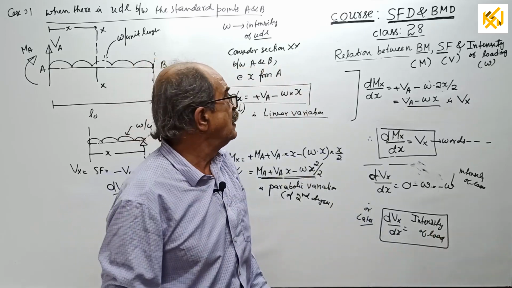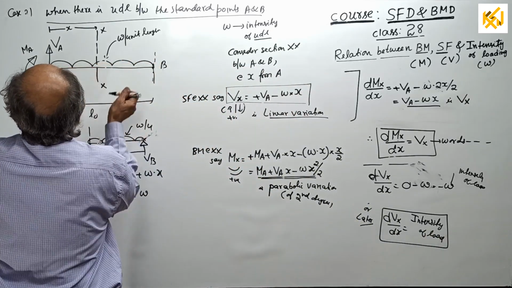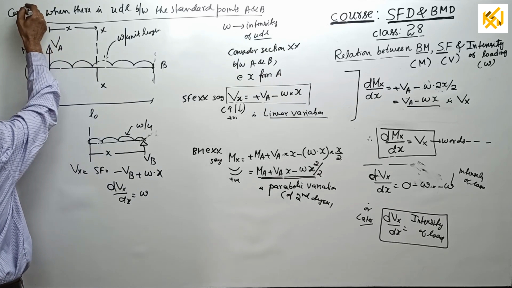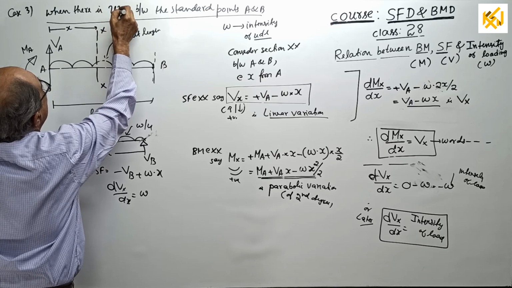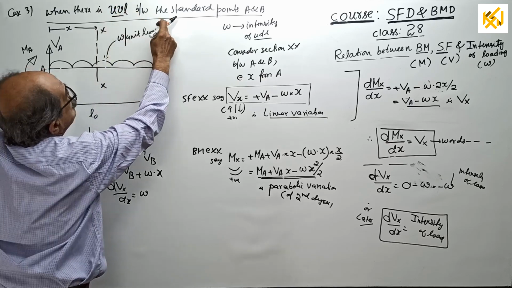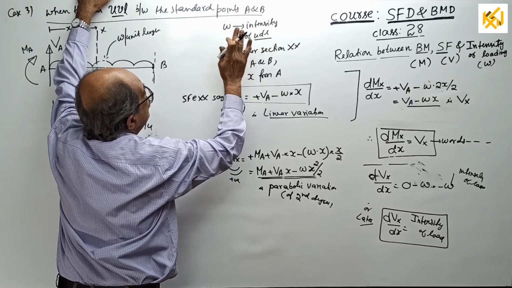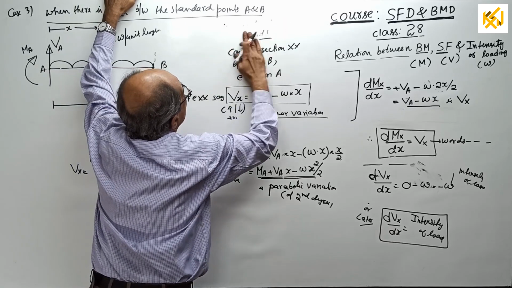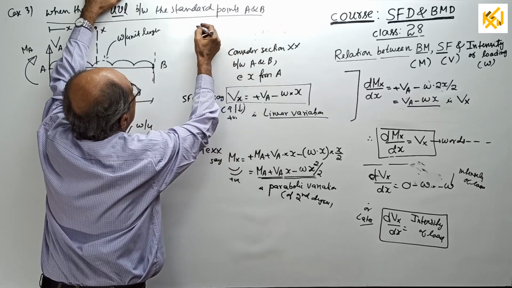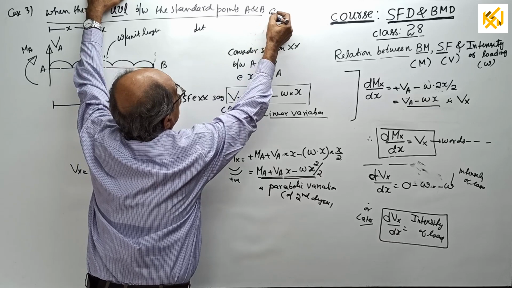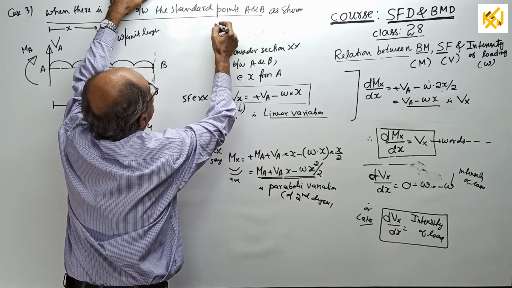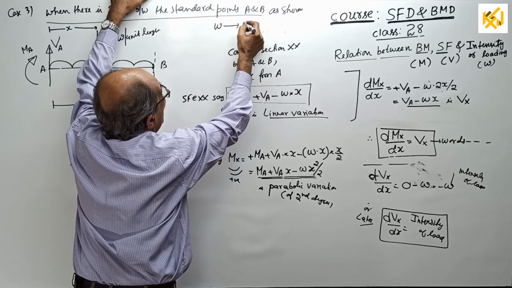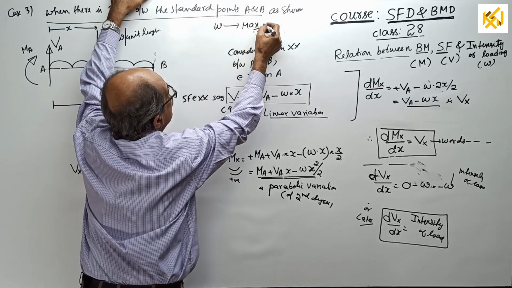Okay, now, the last case, that is case 3, when there is not UDL but UVL between the two standard points A and B. There, I will write a sketch here. See, UVL, A and B. Let, as shown, here, W stands for maximum intensity.